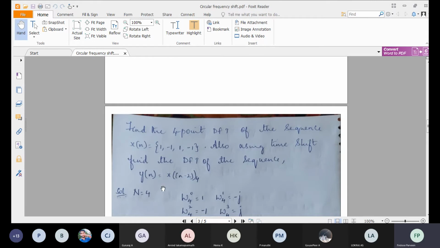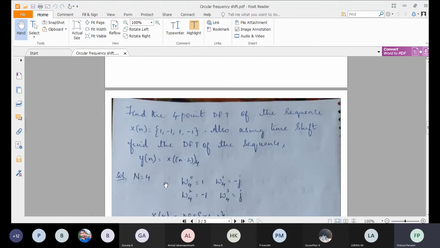In the previous problem, what we have seen, they have told only to illustrate x of n minus 2 or like that. So here they are asking us to find the DFT of the sequence. So you have to find out the DFT, then you have to find out this one. Now let us see how it is.